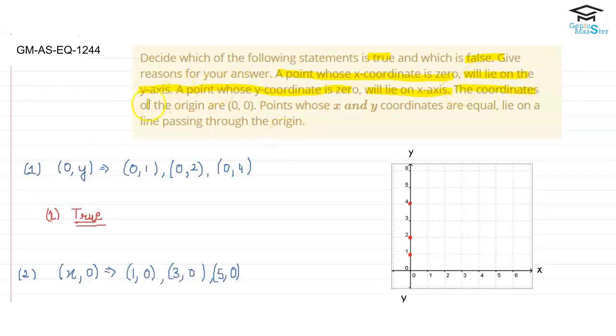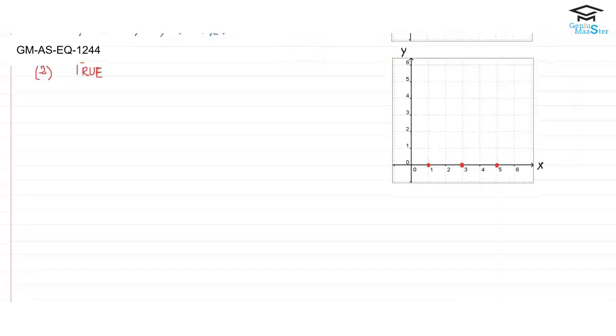the coordinates of the origin are (0, 0). Let's see if it is true or not. What actually is the origin? The origin is a point where both the x-axis and y-axis intersect each other. When we see it in a graph, this is the point where both are intersecting, and this is (0, 0). Also, we can say that the origin is the intersection of the x-axis and y-axis.